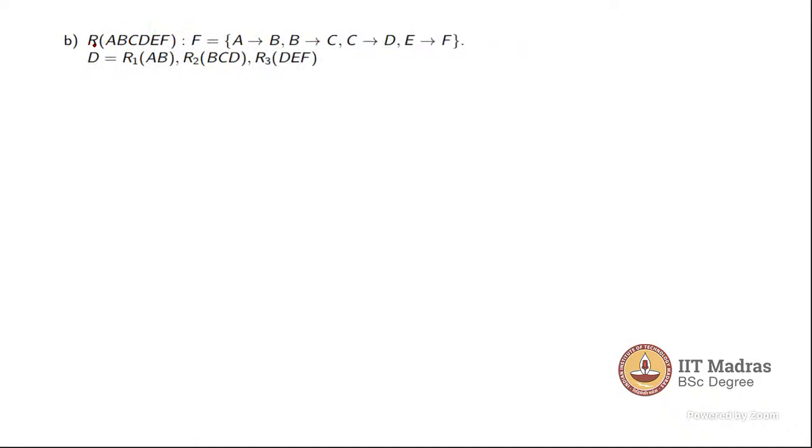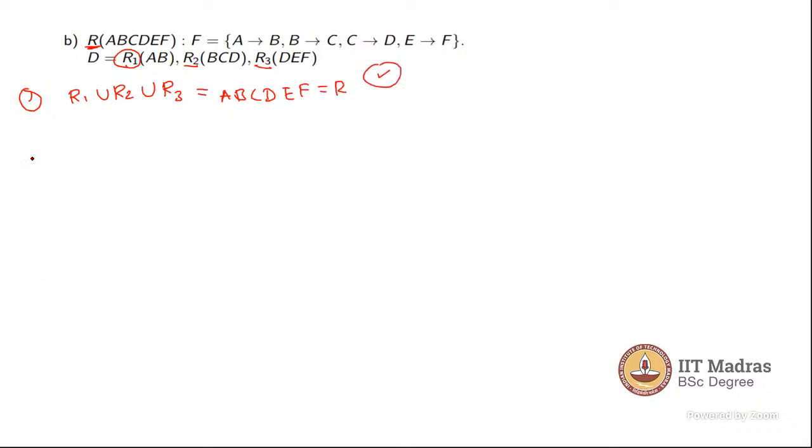Now here I have decomposed this relation R into R1, R2, and R3. In that case, what I have to do is check the first condition, that is R1 union R2 union R3. It must be equal to the relation R, that is A, B, from here C, D, and from R3, that is E, F, which equals R.